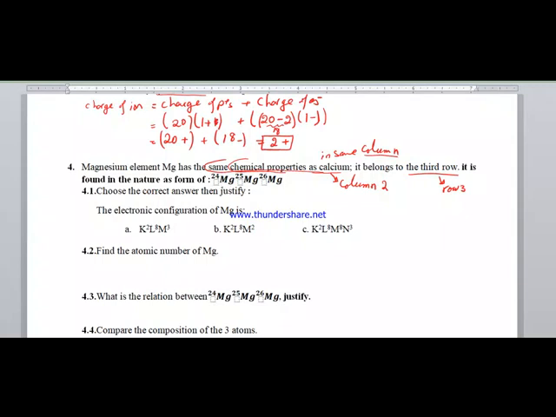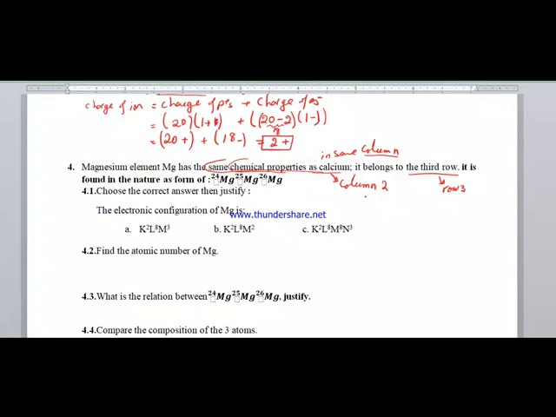In nature, we have different forms of magnesium. We have magnesium with mass number 24, another magnesium with mass number 25, and a third one with 26. Choose the correct answer and then justify. We have the electron configuration of magnesium.